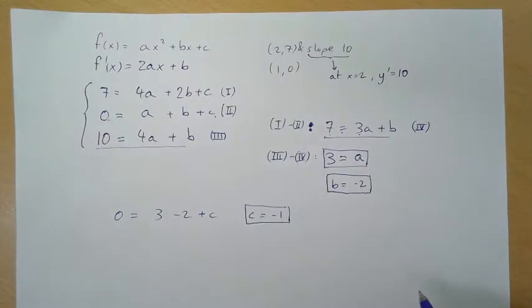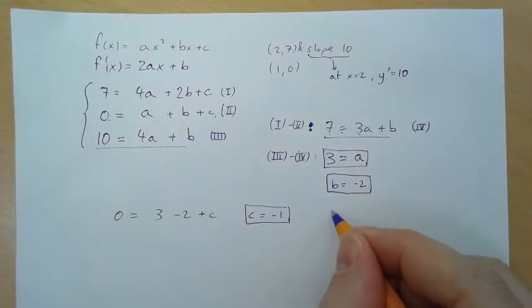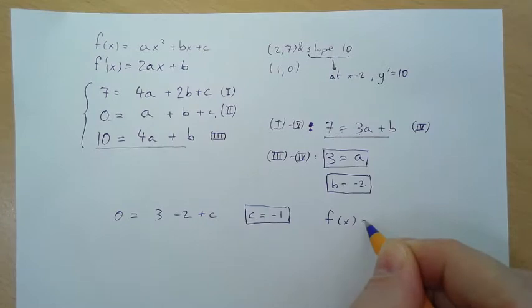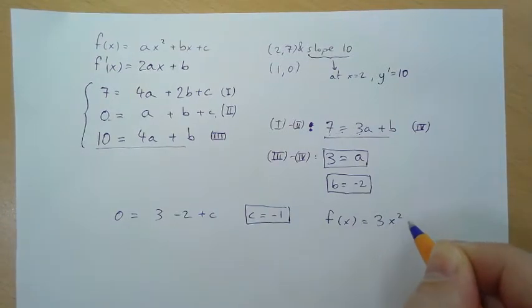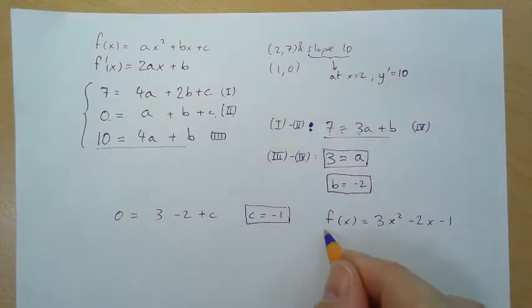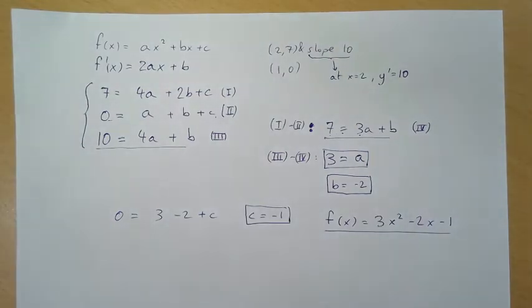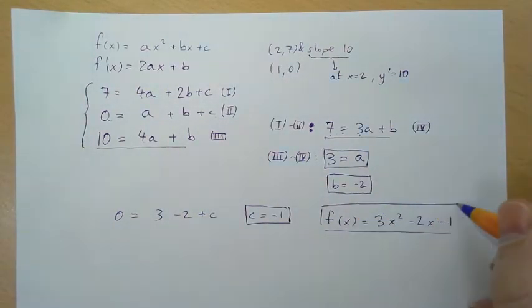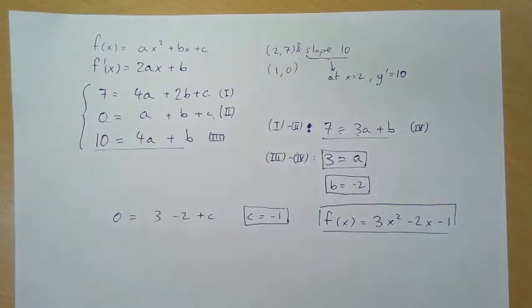So I like to write the function again. f(x) = 3x² - 2x - 1. This is the quadratic equation of the parabola that satisfies the 3 conditions we were asked for. There we go, nice list of exercises.